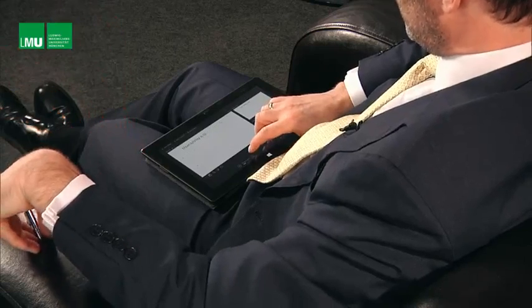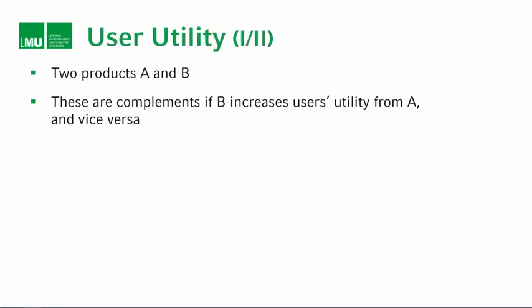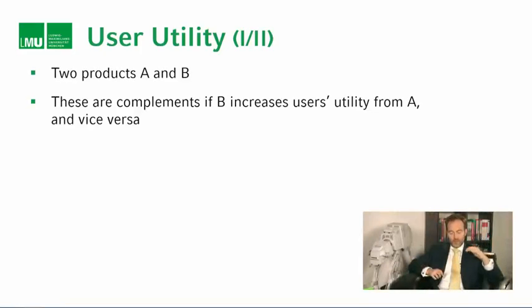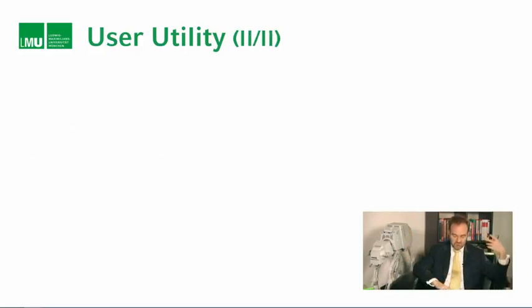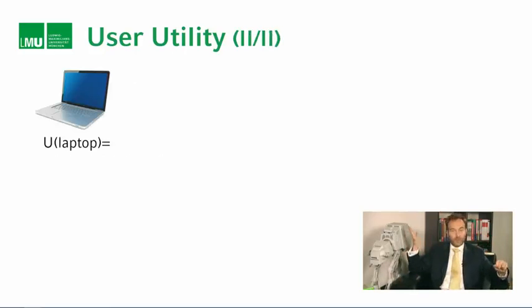So formally speaking, two products A and B are complements if the usage of B increases the user's utility from A and vice versa. Formally, if we wanted to express that, that would mean that the utility from using A and B together is higher than the utility of using A on its own plus the utility of using B on its own. And let me give you a numerical example, just plucked out of thin air, of course.